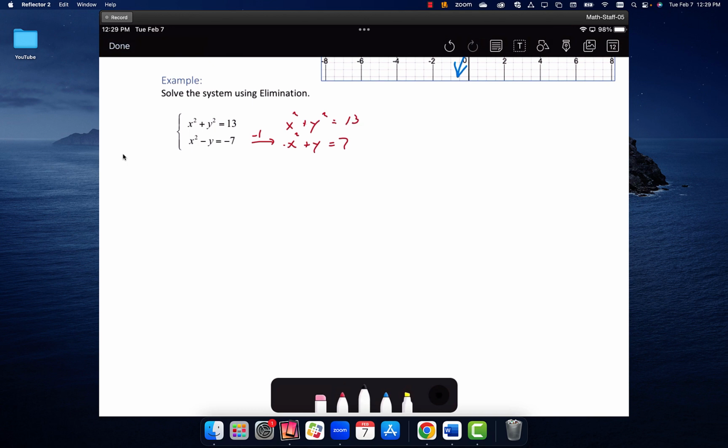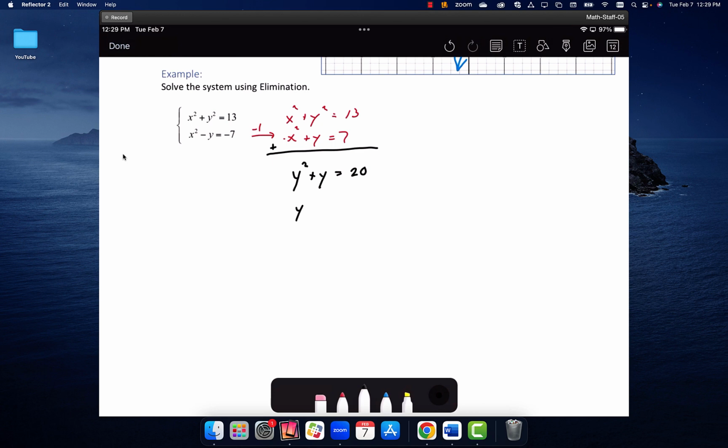And now notice that when we add these 2 equations, the x's cancel. You're left with y squared plus y equals 20. From here, we have a quadratic, so let's set it equal to 0. Y squared plus y minus 20 equals 0. Factor. (y + 5)(y - 4) equals 0. Set each of those equal to 0. And we get y is equal to -5 and y is equal to 4.